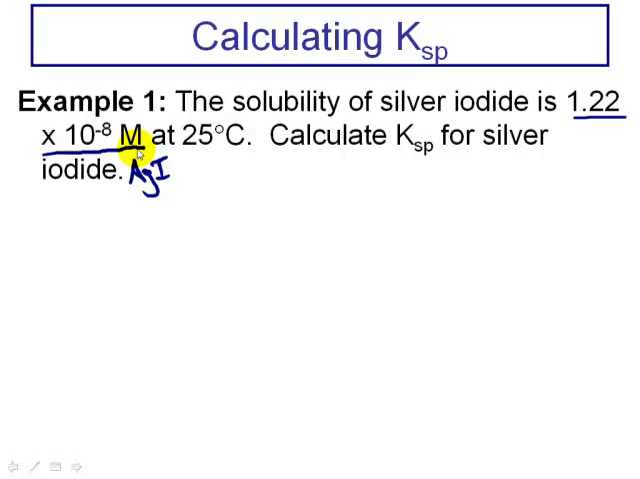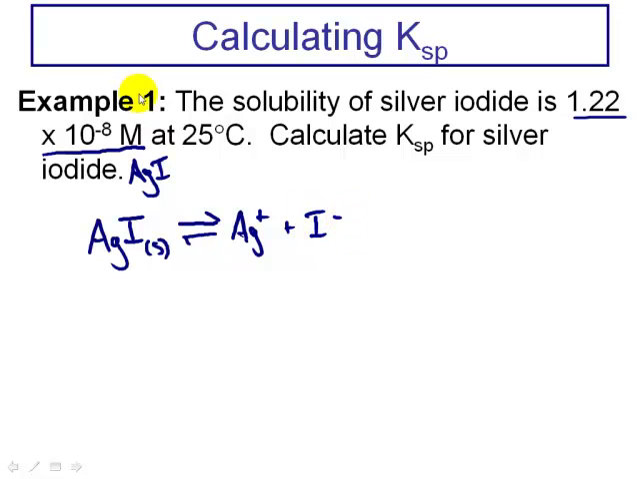iodide. The first thing we want to do is write down what the equilibrium is. So silver iodide is an insoluble compound. If you drop it in water, it is primarily going to be a solid, and it is going to, to a small degree, ionize and form silver plus and iodide.